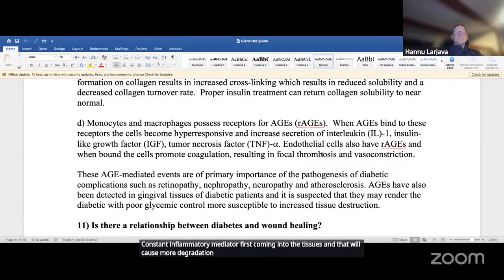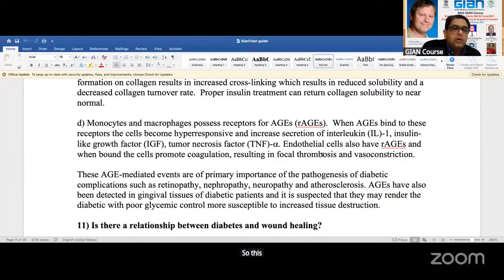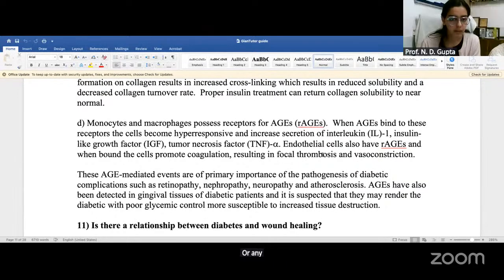So, all right, who wants to answer if there's a relationship between diabetes and wound healing? We have covered it a few times. So this answer has to be given by the AMU Aligarh group, or anyone. Hello. Yes. The answer to this question is that yes, there is a relationship.